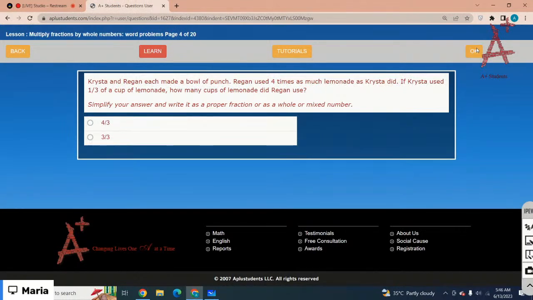Okay, the next one is Krista and Reagan each made a bowl of punch. Reagan uses 4 times as much lemonade as Krista did. If Krista used one third of a cup of lemonade, how many cups of lemonade did Reagan use? So, which is the correct option? You have to do 4 times 1 over 3. So, which is the correct option?